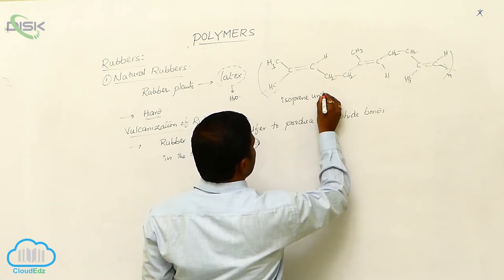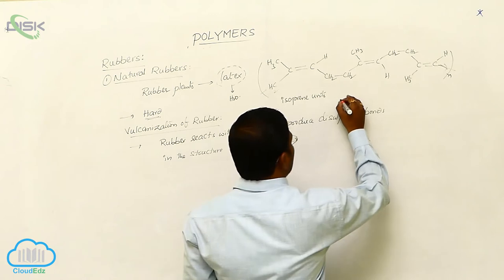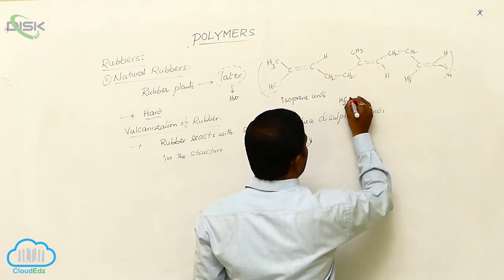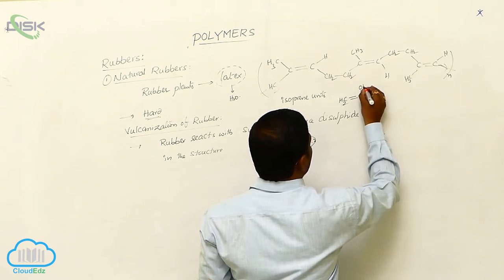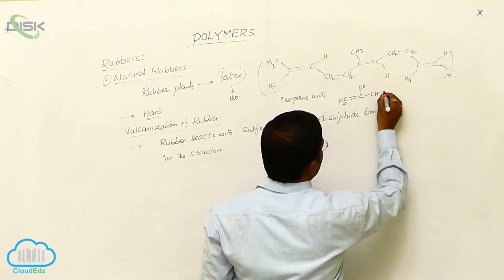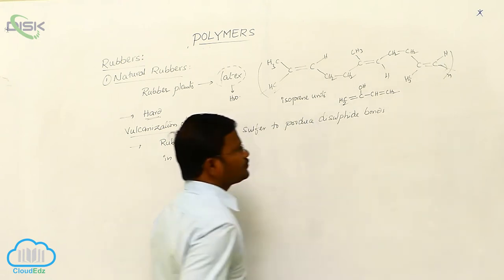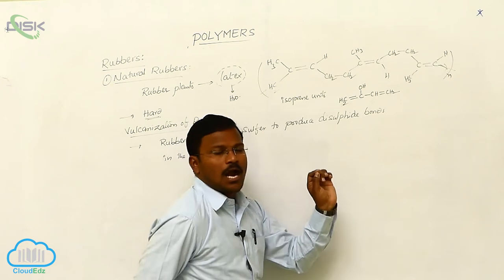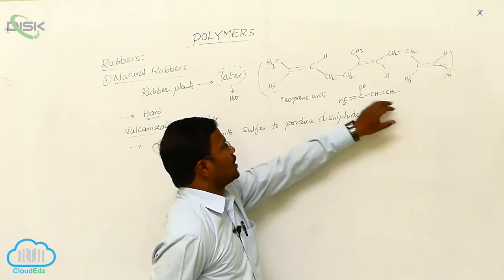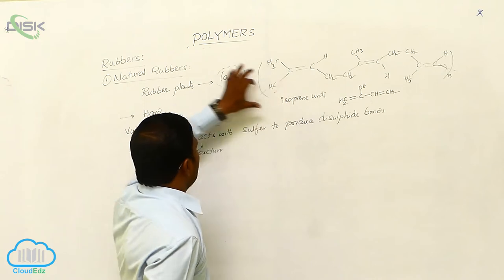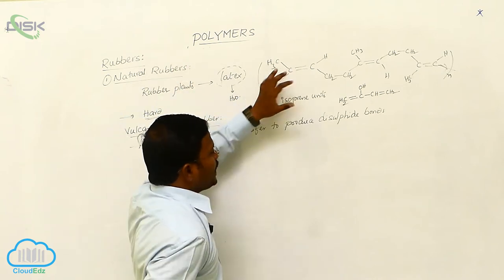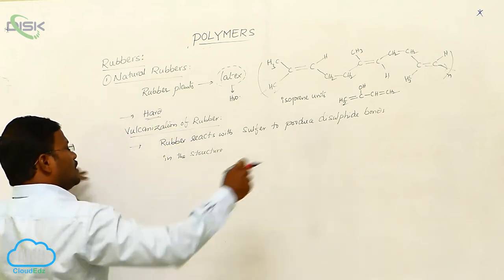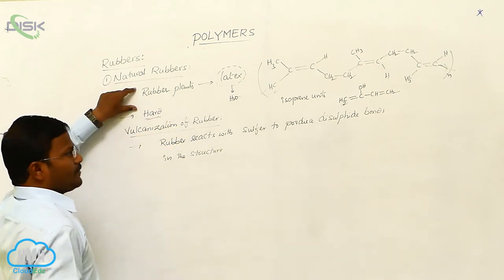Isoprene units are present. So what are isoprene units? CH2 double bond COH, CH double bond CH2. We can consider it as 2 hydroxy 1,3 butadiene molecules are called as isoprene units. In natural rubber, isoprene units are connected with each other to form a long polymer. The resulting long polymer is called as natural rubber.